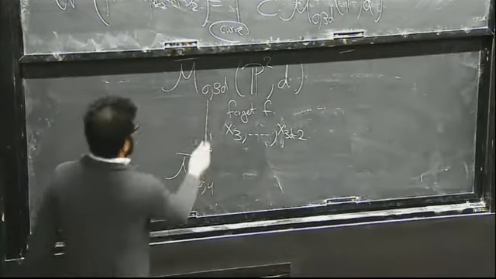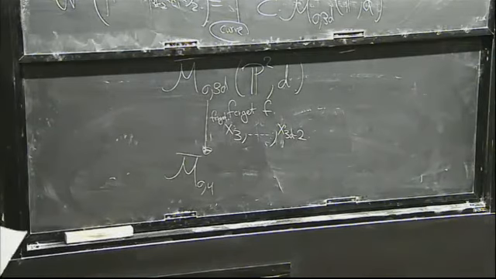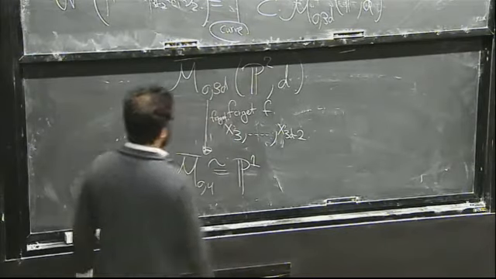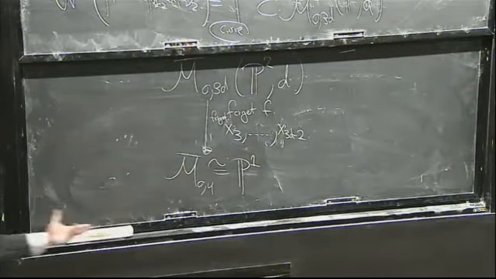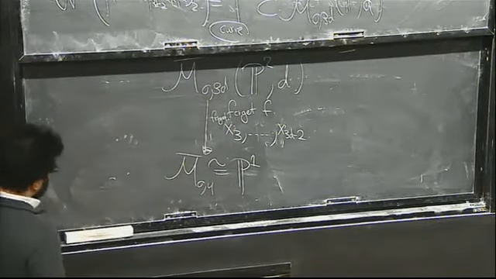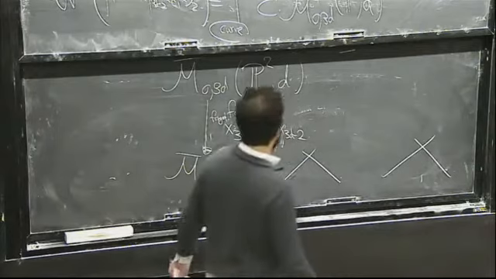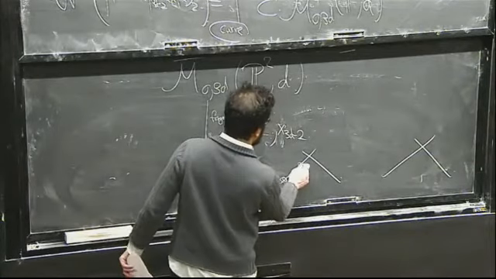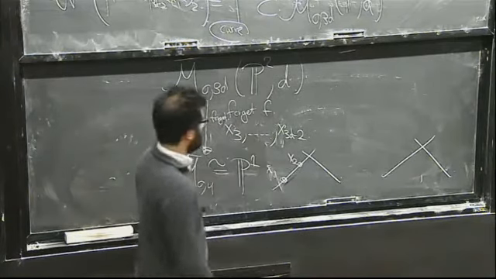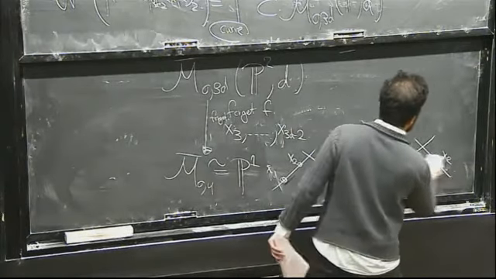Okay. Well, M04 bar is just P1. And inside of P1, I have two, well, more than 2, I guess. But I can look at 2 different boundary strata. One is where x1 and x2 are on the same component. And the other is when they're on different components.